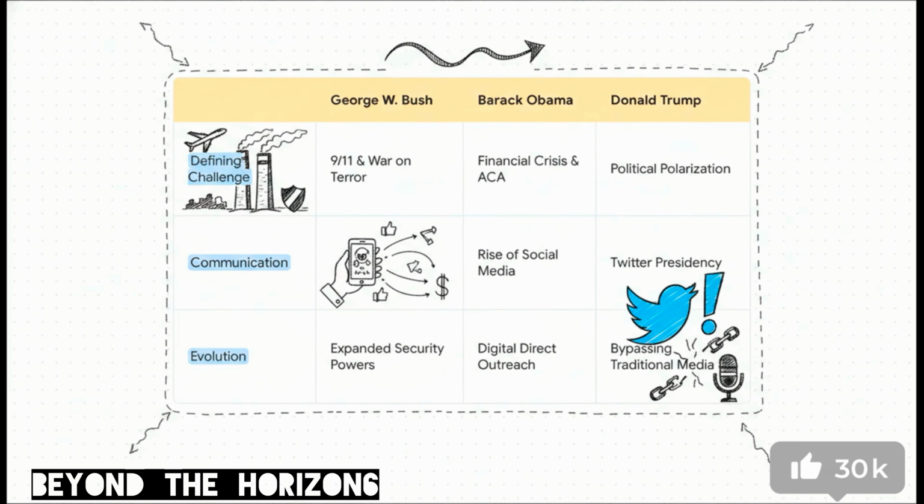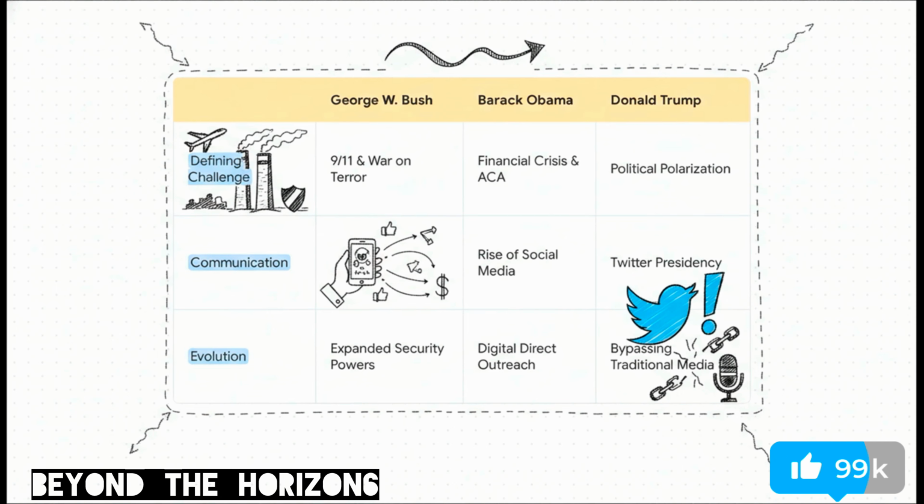This table just lays it all out so clearly. Bush's presidency was completely redefined by 9/11, which led to a massive expansion of security powers, all communicated through pretty traditional formal addresses. Then Obama comes in, facing a financial crisis, and becomes the first to really get the power of social media for organizing people.